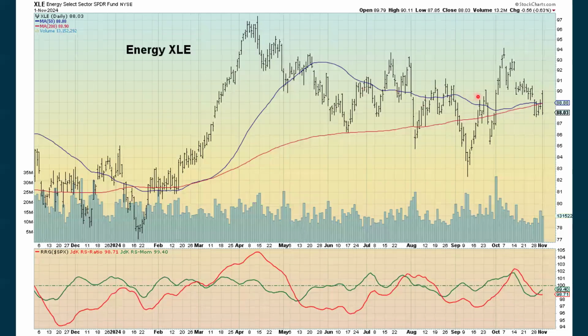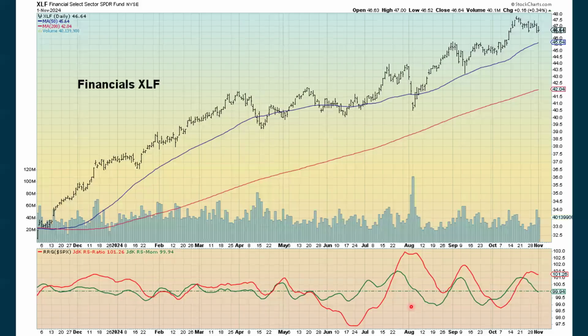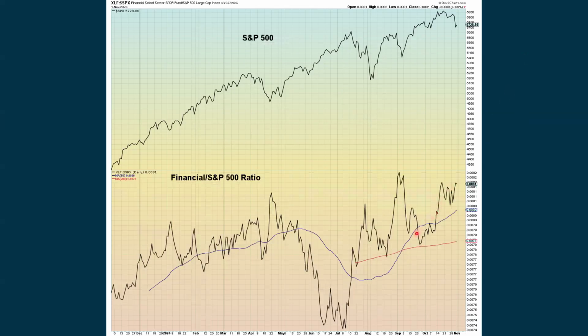Then energy, which is kind of fighting right now. We're just about ready to see a death cross here in this sector. And it's also underperforming the S&P 500 when we look at the ratio. Financials looking pretty solid. Even though they've been going sideways to slightly down, they're still above their 50-day moving average. The financials are still looking pretty solid and actually in an uptrend compared to the S&P.